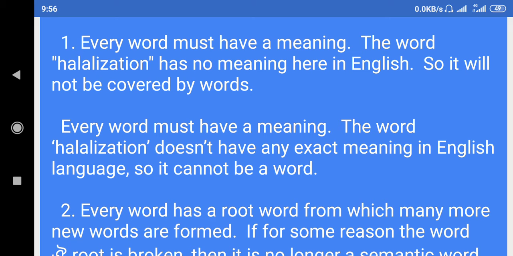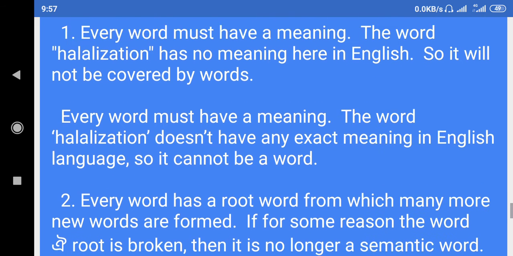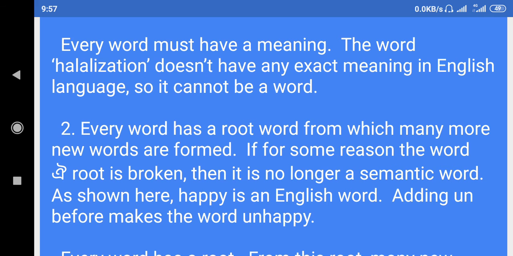The word "halalization" has no meaning here in English, so it will not be covered by words. Every word must have a meaning. The word "halalization" doesn't have any exact meaning in the English language, so it cannot be a word.